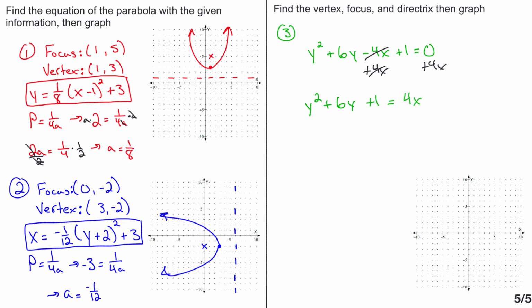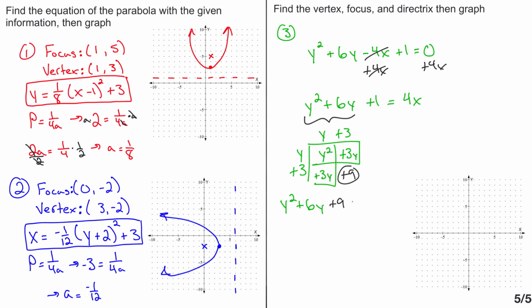Next, I'm going to complete the square with these two pieces. That means I'm going to get y squared, a positive 3y, a positive 3y. That means I need a y plus 3 and a y plus 3. That means the piece that I am missing is a plus 9. So in my equation, I am going to have y squared plus 6y plus 9 plus 1 minus 9 is equal to 4x.